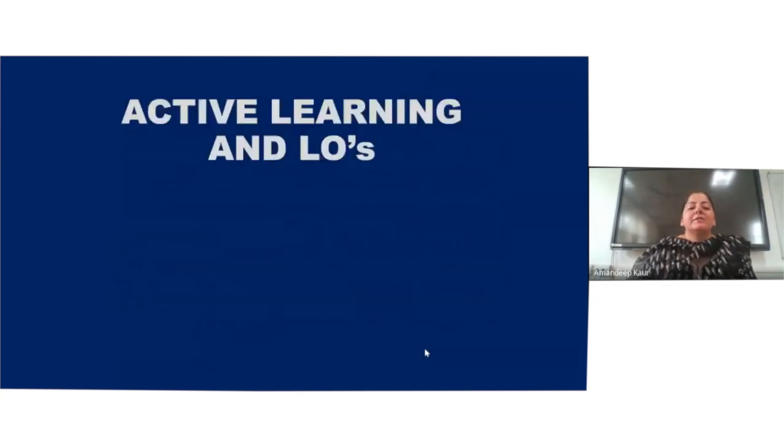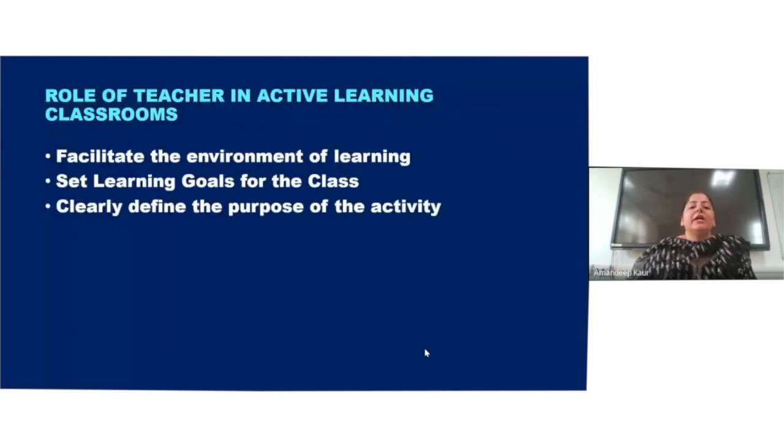Next, the most important thing is the active learning and the different LOs. So when it comes to an active learning environment, the role of the teacher in these kinds of classes is to facilitate the environment for learning and set learning goals for the classroom and clearly define the purpose of an activity. So we are not simply defining the activity for ourselves, but whenever we are giving an activity, a complete task description of that activity needs to be given to the students.